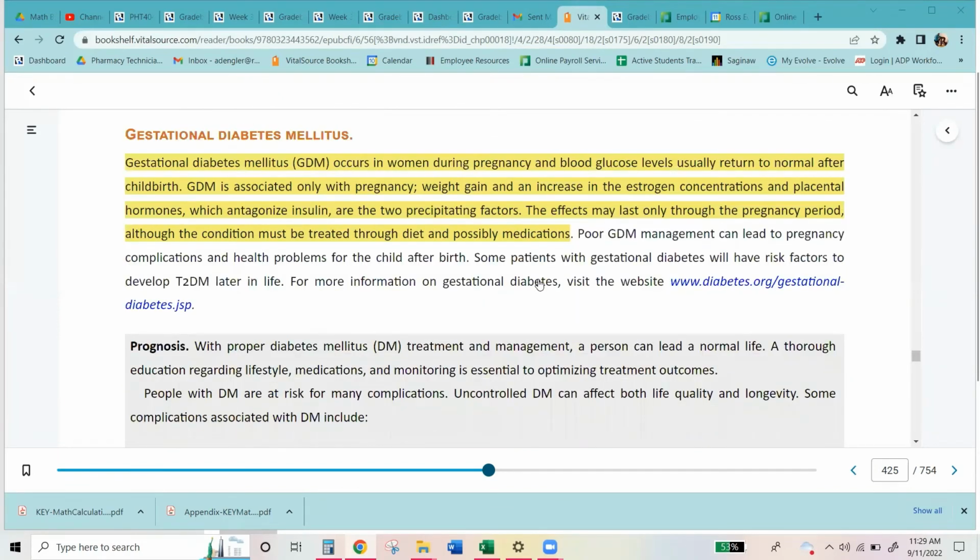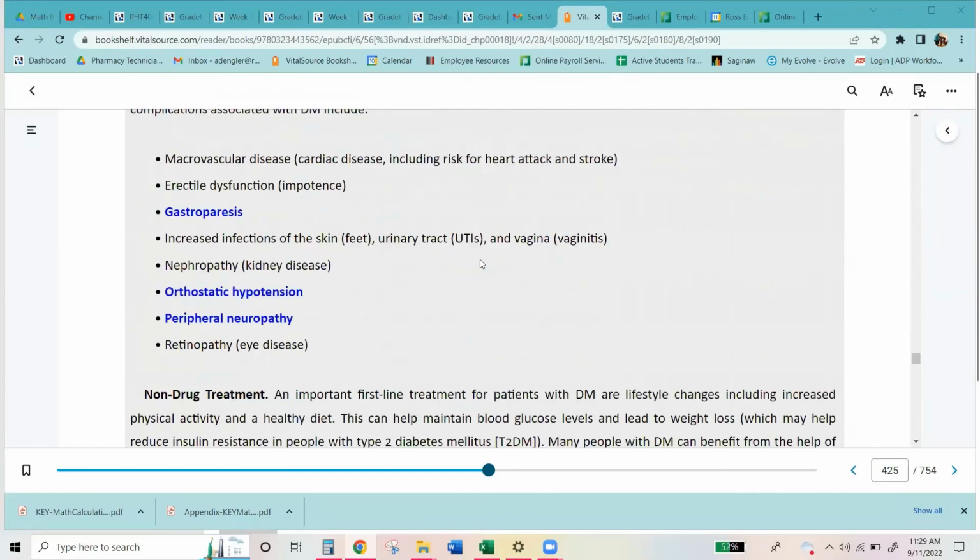Gestational diabetes occurs in women during pregnancy, and blood glucose levels usually return to normal after childbirth. GDM is associated only with pregnancy. Weight gain and an increase in the estrogen concentrations and placental hormones, which antagonize insulin, are the two precipitating factors. The effects may last only through the pregnancy period, although the condition must be treated through diet and possibly medications.